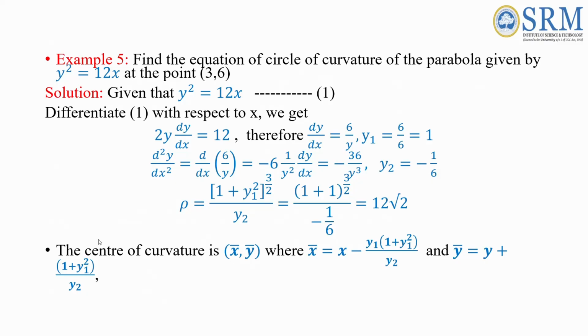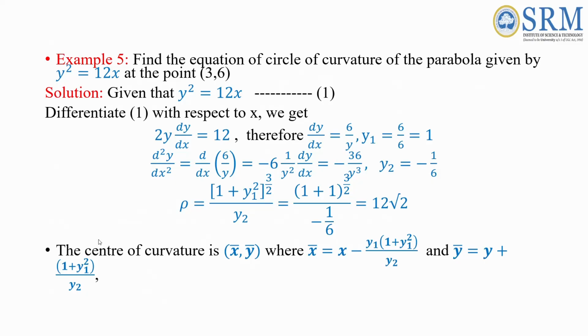Next we'll see the example. Find the equation of circle of curvature of the parabola given by the curve y square equal to 12x at the point 3, 6. Solution. Given that y square equal to 12x, if you differentiate this equation, we get 2y into dy by dx equal to 12. Therefore dy by dx equal to 6 by y. And if you replace x equal to 3 and y equal to 6, we get y1 equal to 1.